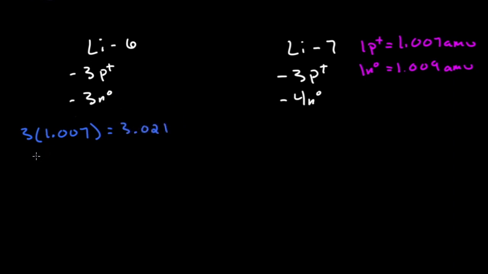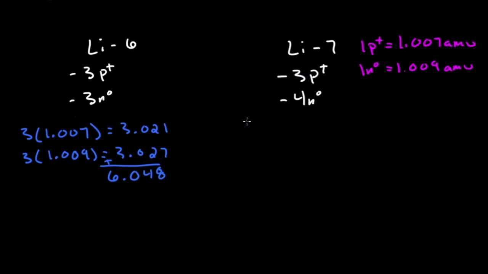And if we take the number of neutrons, we have 3 there. And the mass of one neutron is going to be 1.009. And multiplying those two together, we get 3.027. And so we add these two numbers up, and we get the atomic mass of lithium-6, which is 6.048 atomic mass units. And now let's figure out what the mass of Li-7 would be.